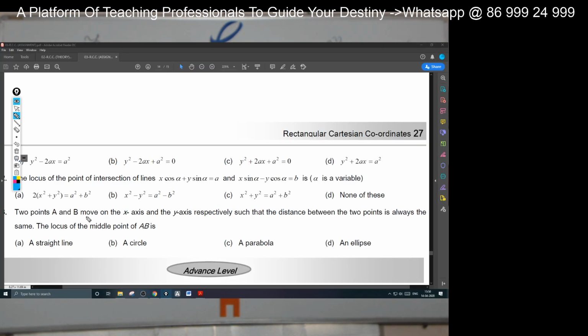Now, the next one. Two points A and B move on the x-axis and y-axis respectively such that the distance between the two points is always the same. The locus of the middle point of AB is... Interesting. What he's saying is, this is the y-axis, this is the x-axis. What he means to say is, two points A and B move on the x and y-axis respectively.